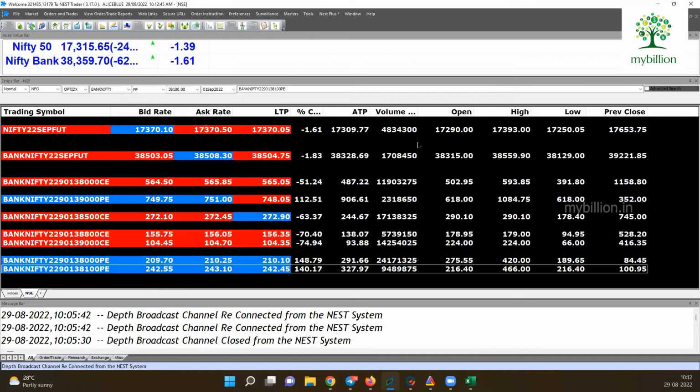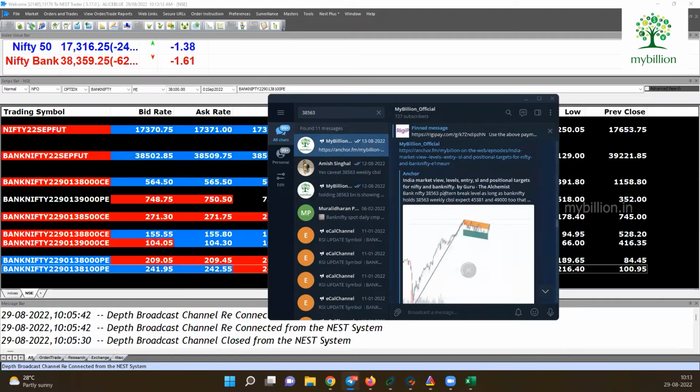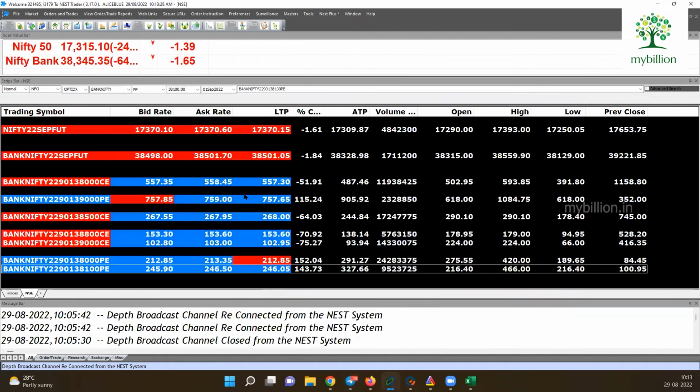So BankNifty today has to close above 38,563, right? I would have posted this number in a voice message on August 14th or so. 38,563 is a very key number for BankNifty. As long as 38,563 holds, expect 45,000, 49,000 for BankNifty. So ideally, BankNifty should close above that.